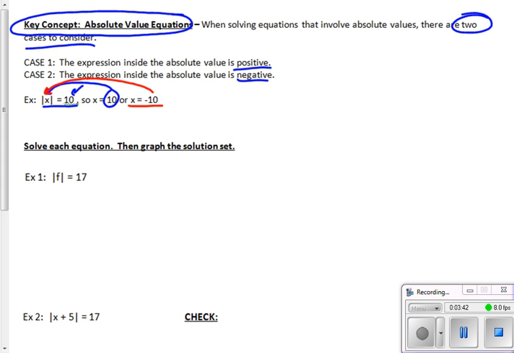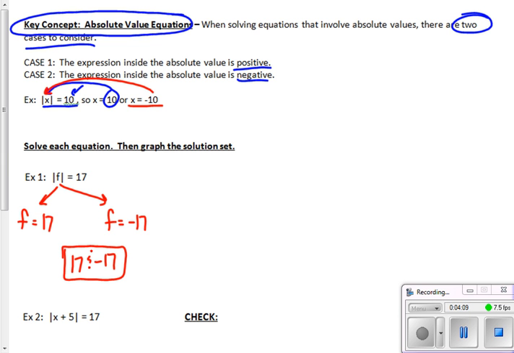So when you come to these equations, example 1 says solve each equation, then graph the solution set. You need to come up with both scenarios. The way to do that is to get rid of your absolute value sign. So I write it as f equals 17, and the second scenario, being negative, is f equals -17. So in this problem, your answer is 17 and -17. Both can be put in for f to make this a true statement.